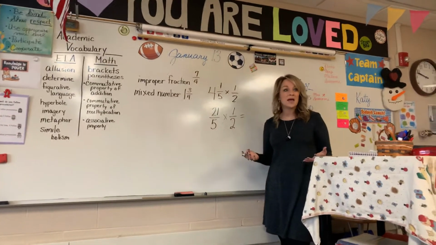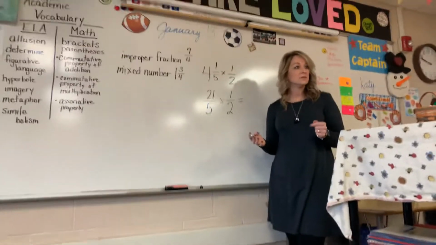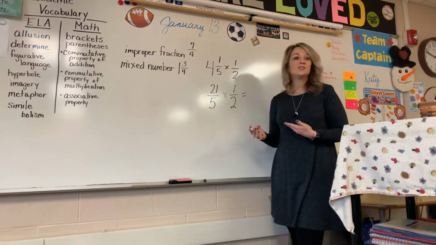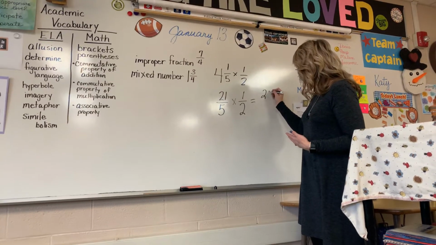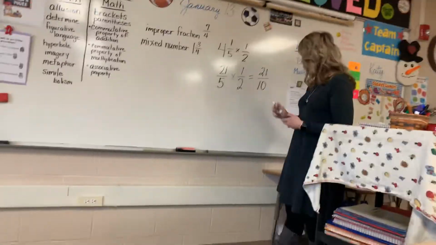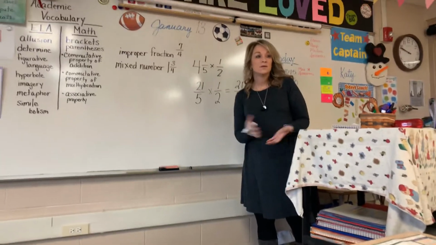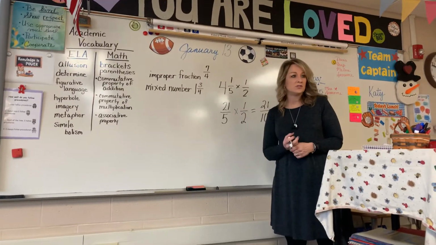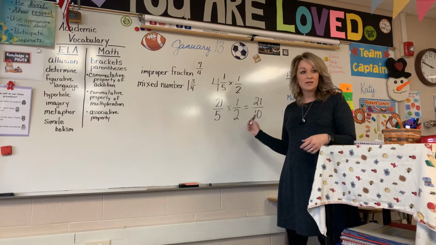Okay, what do we do next? What do we do next, Bruce? We multiply top and bottom. Multiply straight across, okay? So 21 times 1? 21. 5 times 2? 10. Okay. Are you finished? No. You multiplied, why aren't you finished? You need to divide.